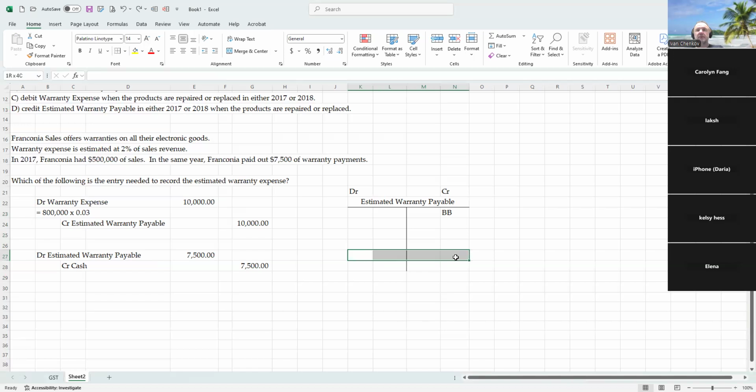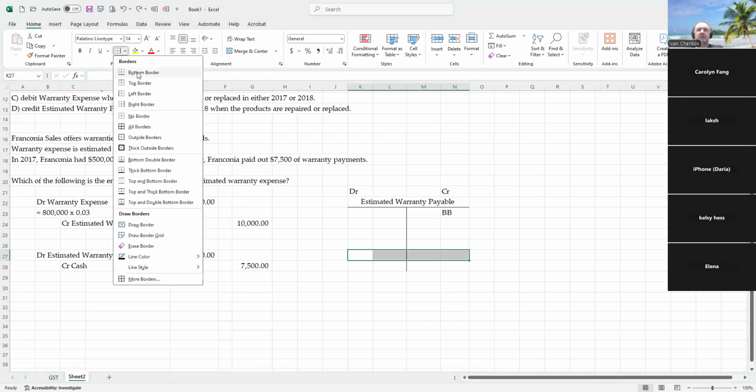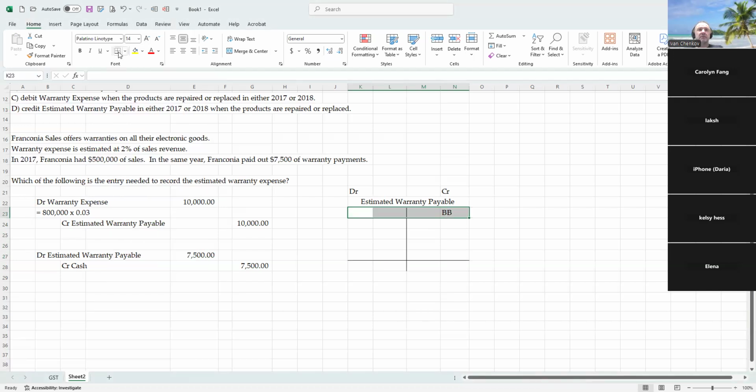Okay, we have the beginning balance, we have the ending balance here. Let's put this ending balance here, and we have both, beginning and ending. So the beginning balance, let's say, was 0. The question doesn't say, so let's assume 0. So first we have warranty expense and warranty payable.